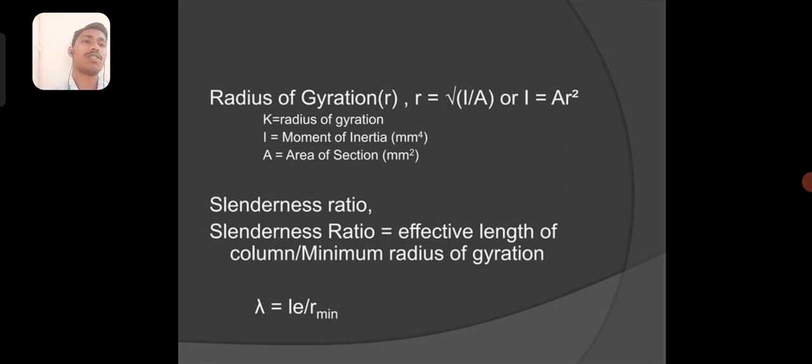I is the moment of inertia, where I equals A R square, R is the radius of gyration, I is the moment of inertia taken in millimeters to the fourth, and A equals the area of section. The slenderness ratio equals the effective length of a column divided by the minimum radius of gyration, where lambda equals LE by R minimum.